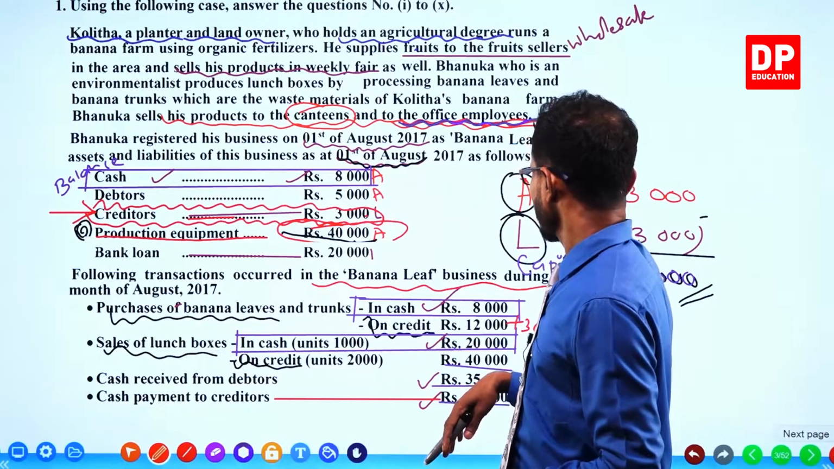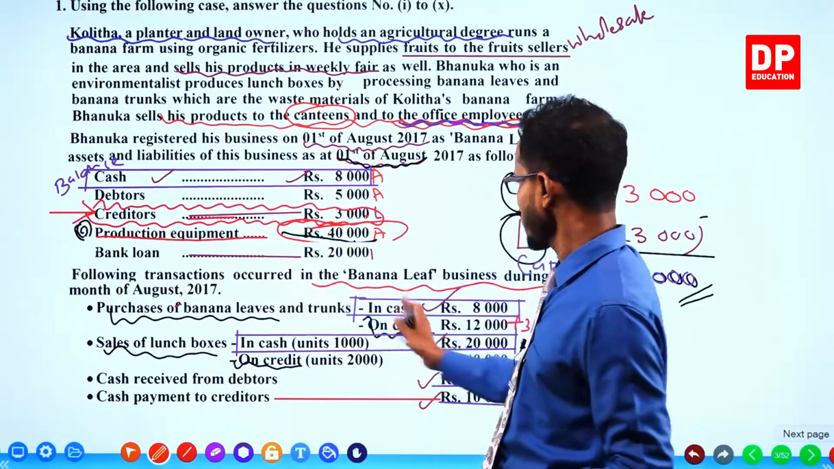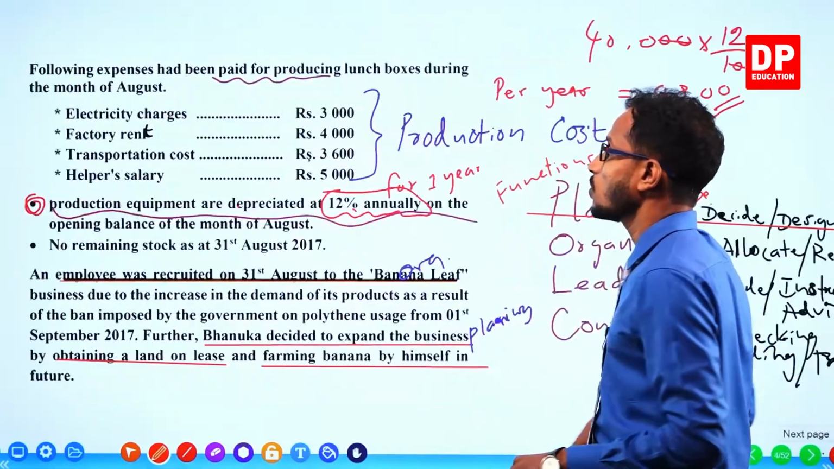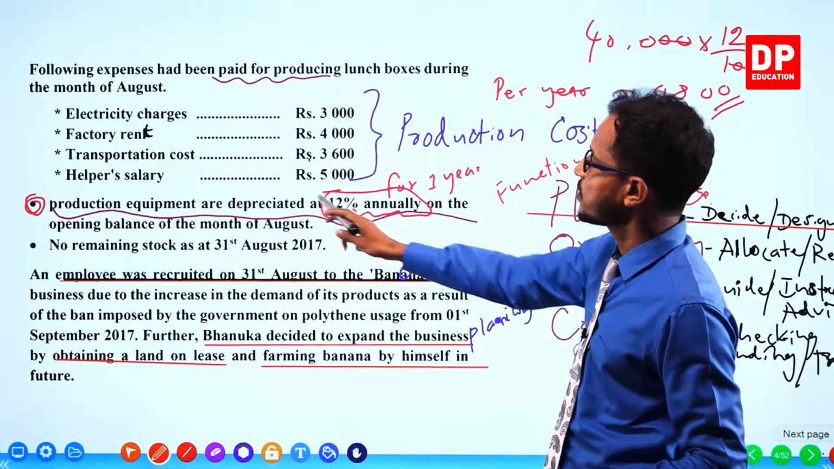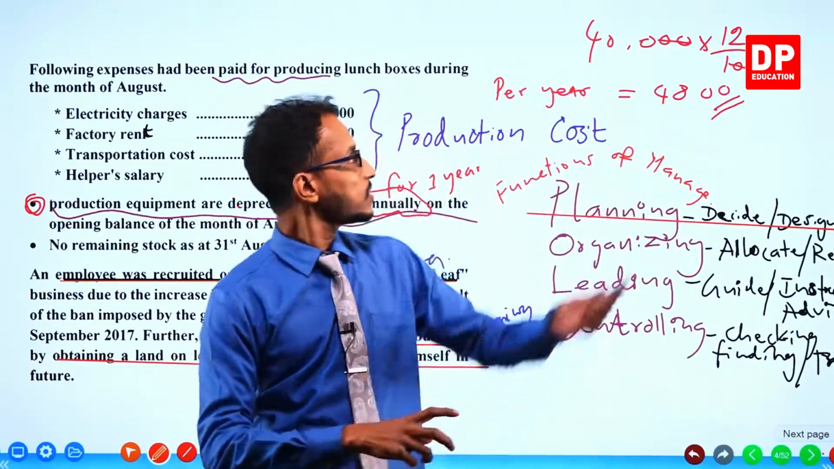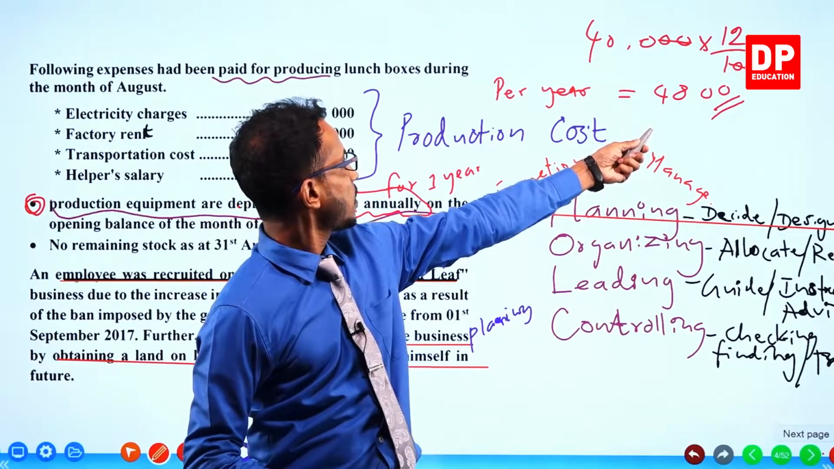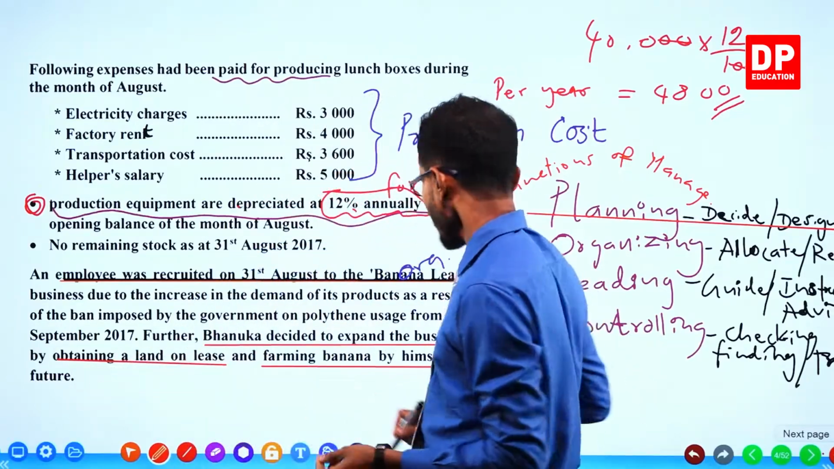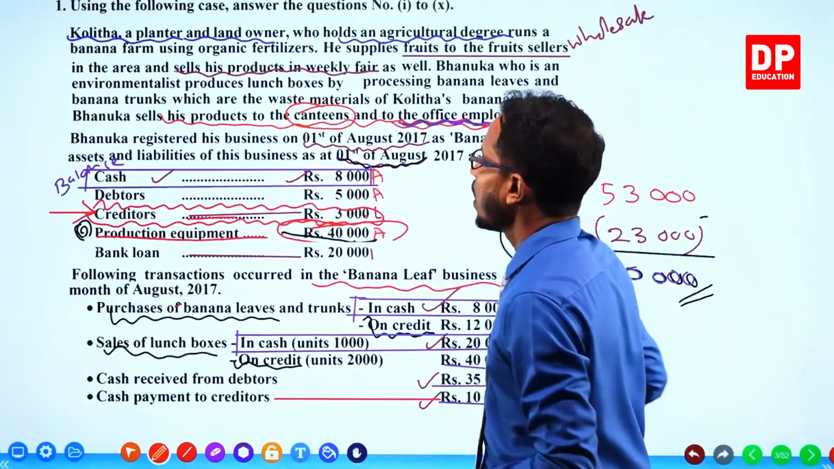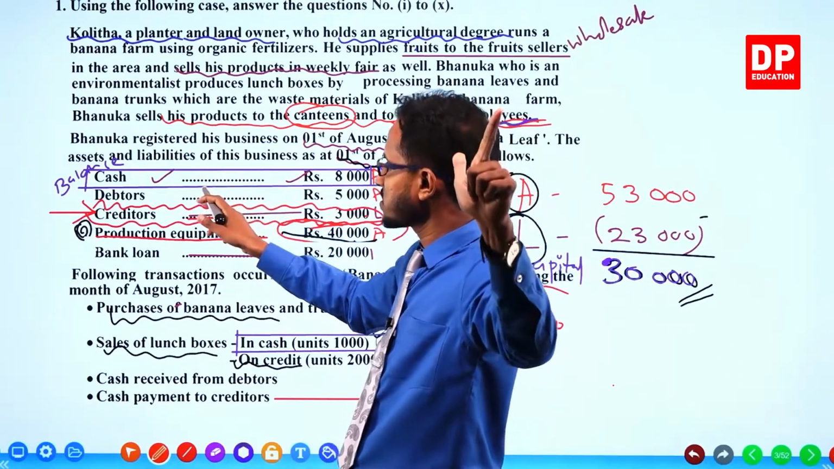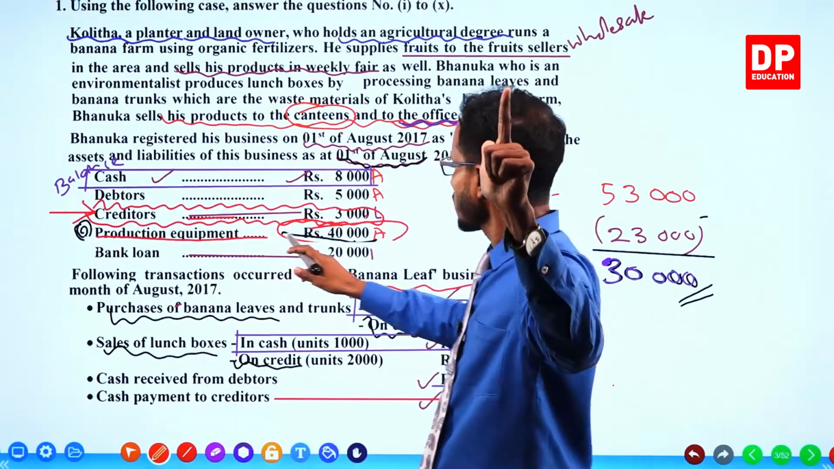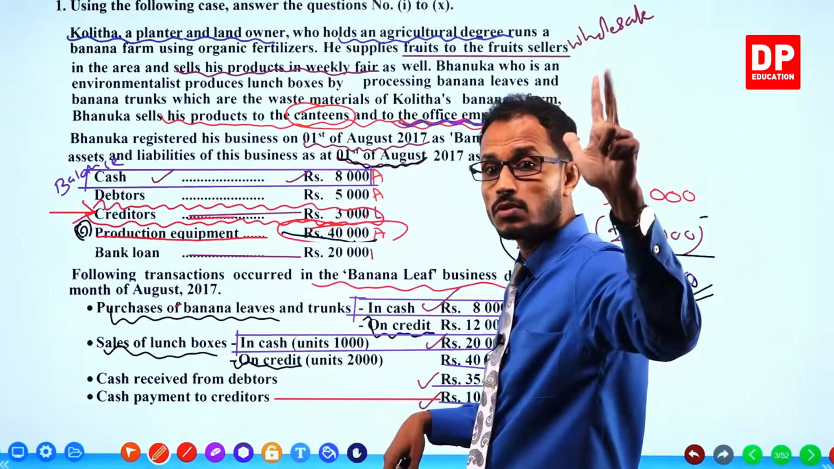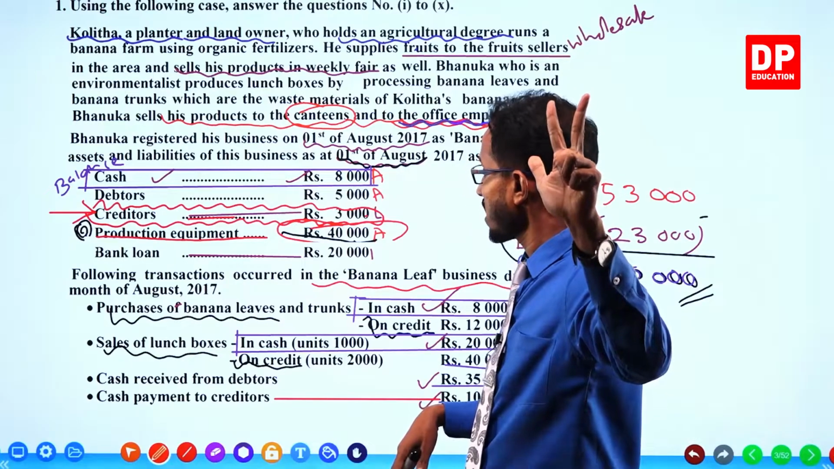Following transactions occurred in banana business during the month. Yep, we did all these things. Production equipments were depreciated, and we took the carrying value. Let's take one by one. We have to take cash and debtors as assets, plus production equipments. 3 assets. That's it.